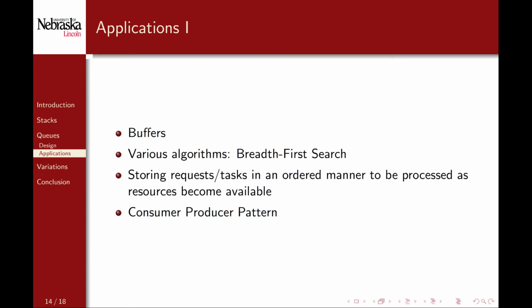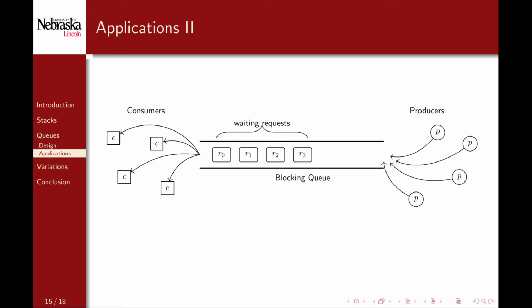Queues also have numerous applications. They are a common implementation for buffers, in which data is received and needs to be processed in the order in which it was received. Various algorithms use queues as a basic data structure, such as breadth-first search and graph algorithms. Queues can also be used to store requests or tasks for asynchronous processing. This is common in a producer-consumer pattern.